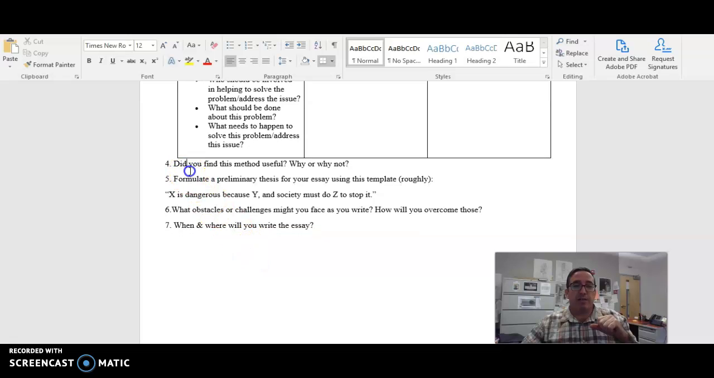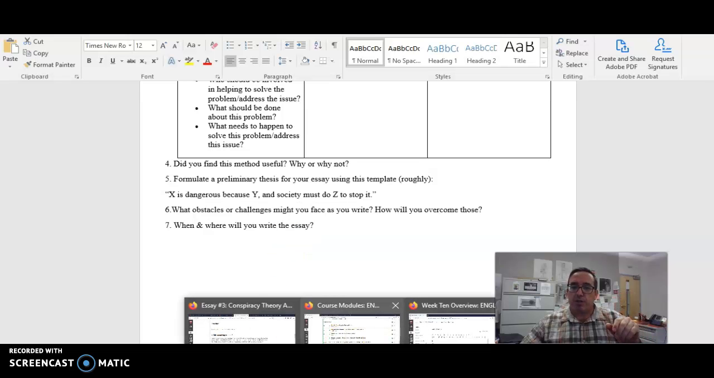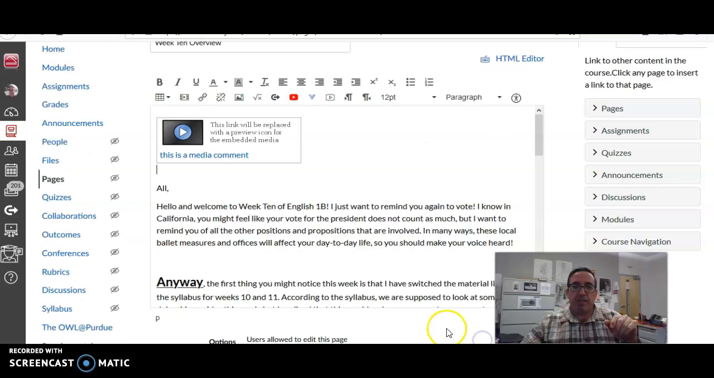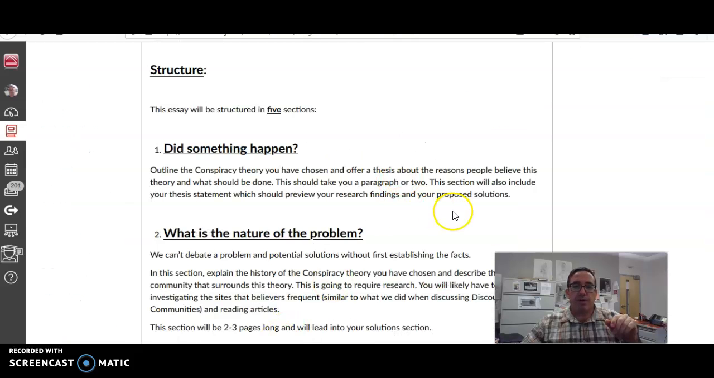Okay, and then there's some questions afterwards. Did you find this method useful? Just thinking about the stasis method. Formulate a preliminary thesis statement, and then of course my usual questions about obstacles and challenges and where and when you'll write the paper. Okay, that's the proposal. Sorry to jump around a bit. Let's jump back to, where am I? Oh, there we go. Back to the instructions for the actual paper.